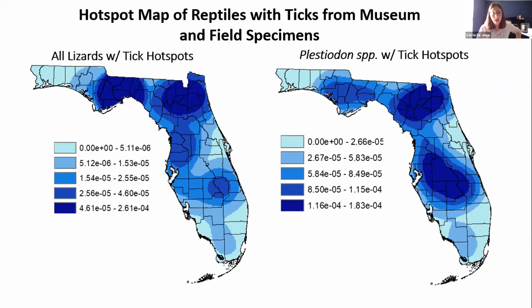So we also wanted to compare our lizard tick hosts and see how they were distributed across the state of Florida. So we found that the northern part of the state had hotspots for lizards with ticks present, and we did this for all lizard species. So we had the hotspots in northeastern Florida, and then it slowly extends into South Florida. But when we look at just the Plestiodon skinks in general, we see a much stronger pattern and hotspot for ticks on reptiles in Florida.